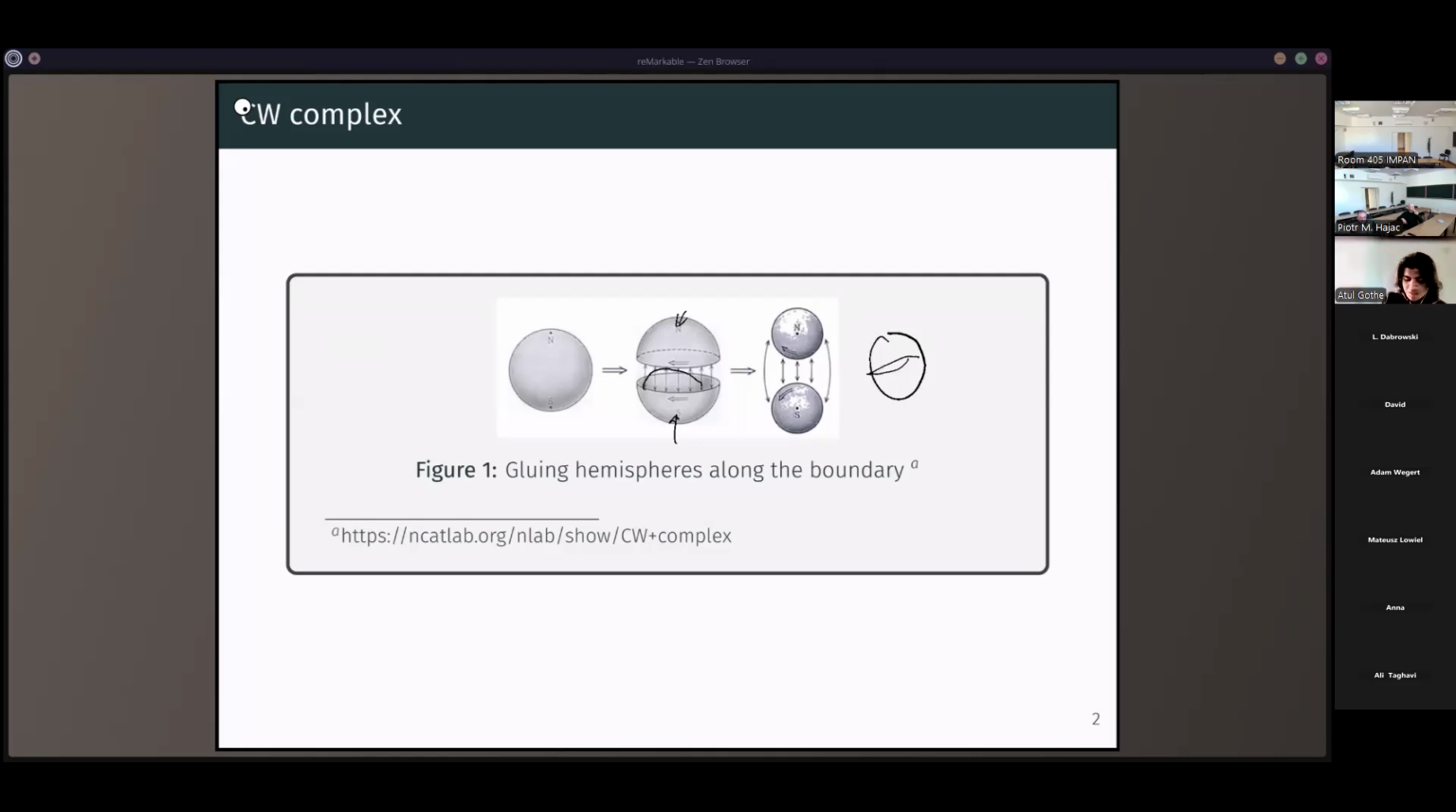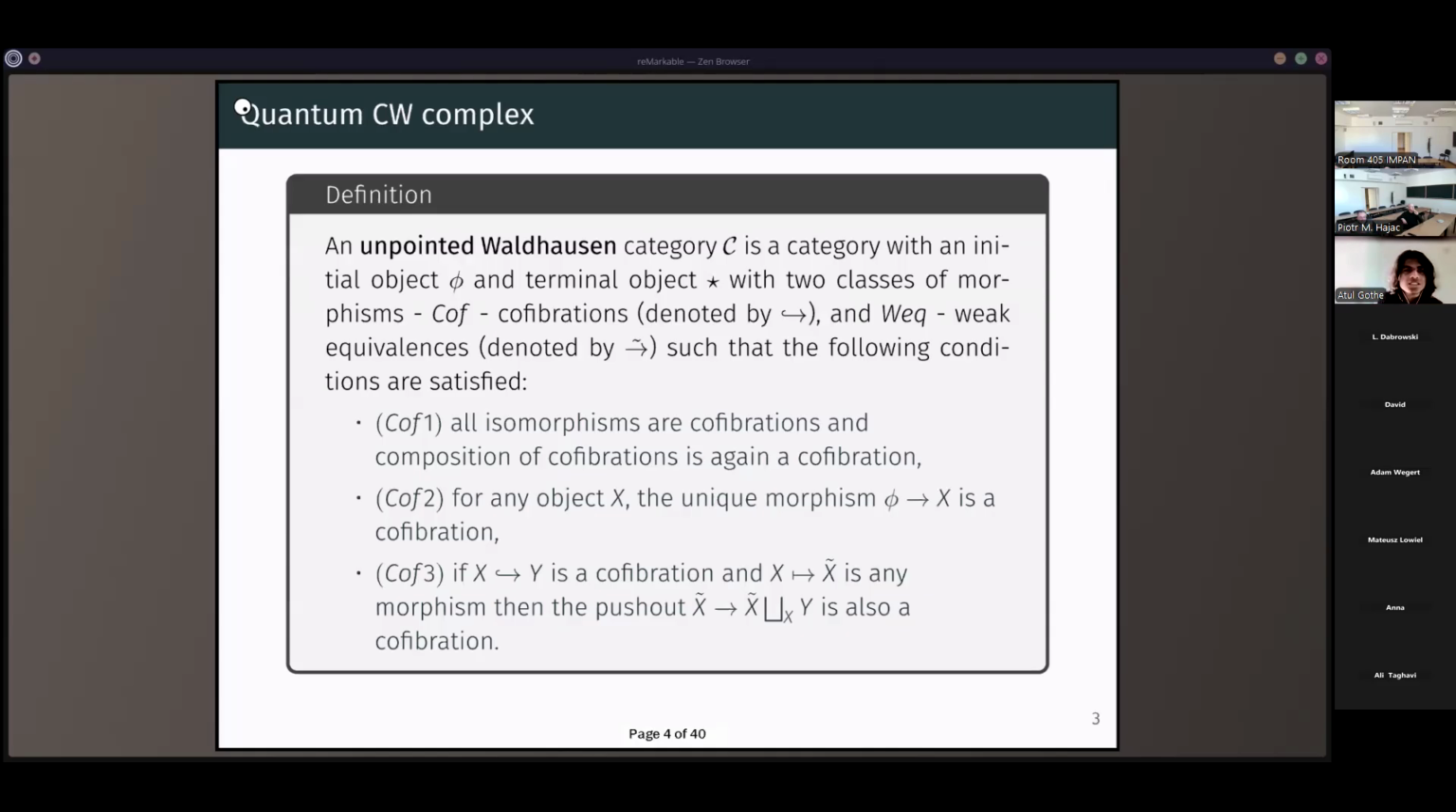So how do we quantize this? A way to quantize this is in some categorical way. To get to a quantum CW complex, there are a few definitions in line. First of all, you start with an unpointed Waldhausen category.